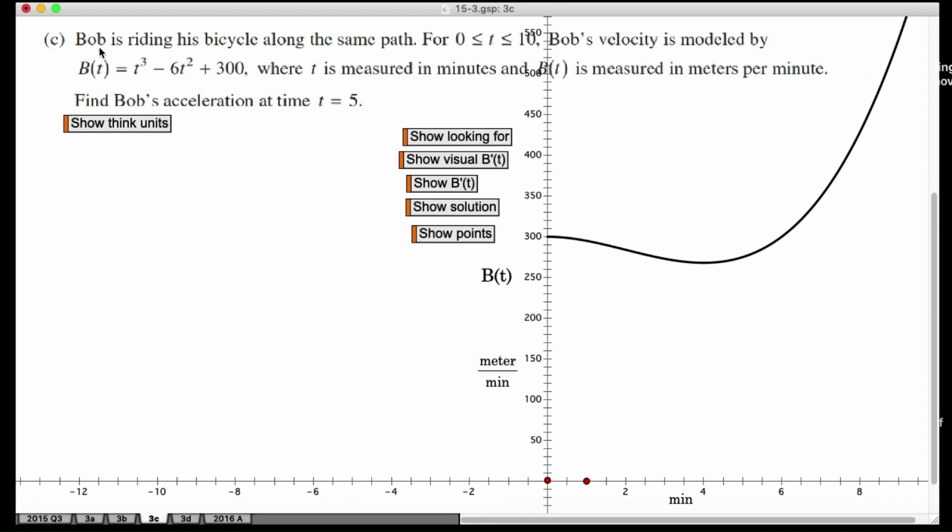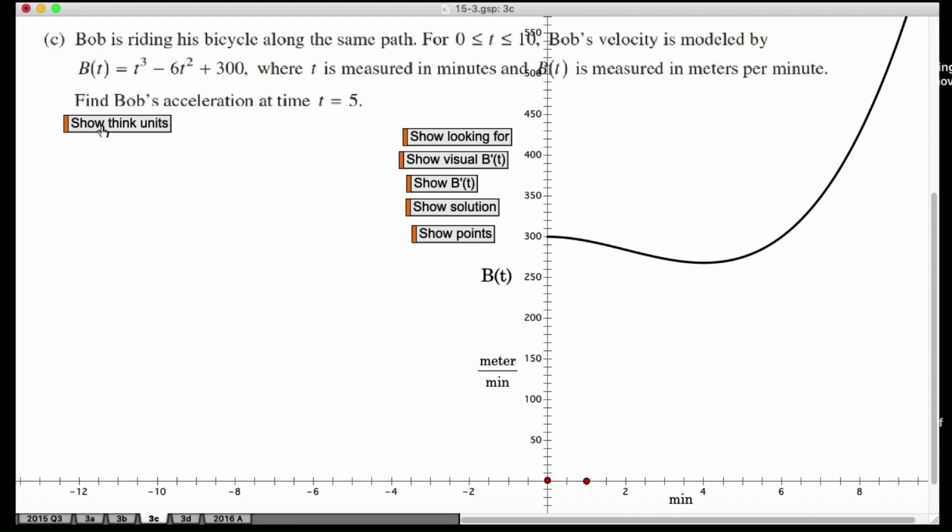Part C says Bob is riding his bicycle along the same path for time t between 0 and 10 inclusive. It says Bob's velocity is modeled by this function b of t, where t is measured in minutes and b of t is measured in meters per minute. It says find Bob's acceleration at time t equals 5.